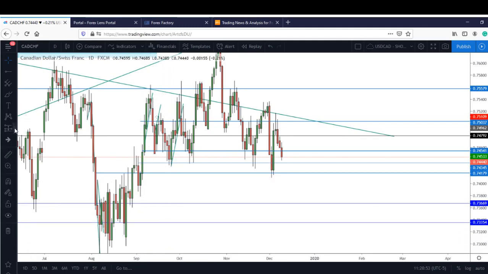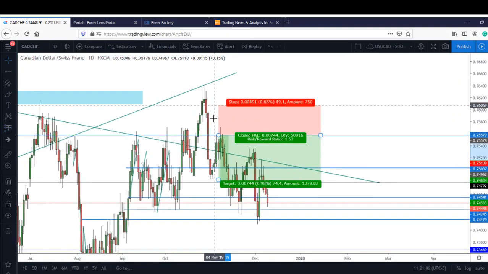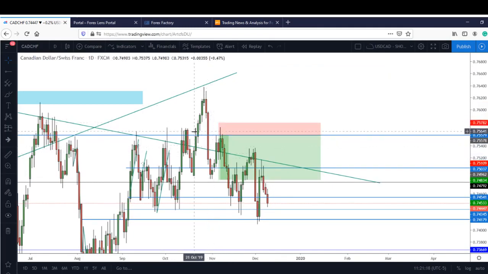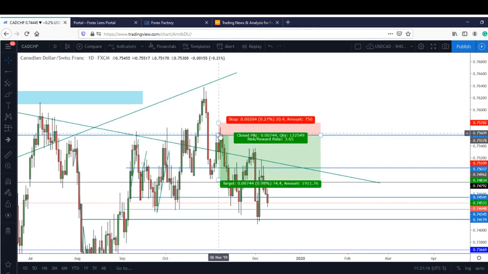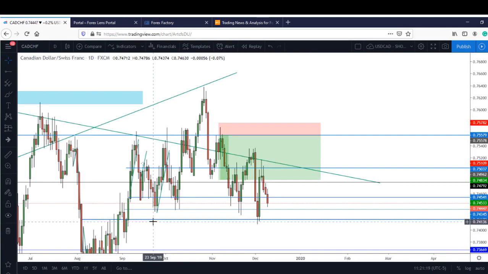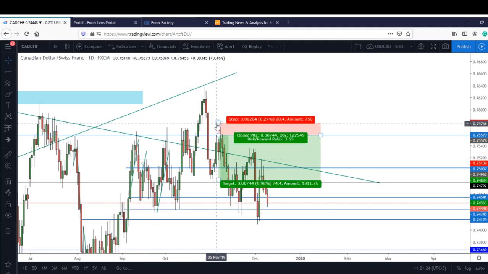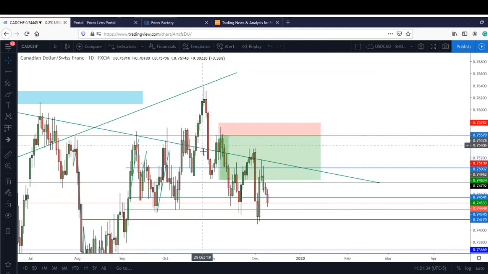For example, when you take a short from this resistance at 0.75583, let's say we take a short from here. You obviously don't want your stop loss at 0.75580. You want to give it around 10 to 15 pips of breathing room, depending on what pair it is. CAD CHF doesn't move as much per pip, so you can give it maybe 10 to 15 pips of breathing room. Here we gave it around just 15-ish pips, which is good enough.